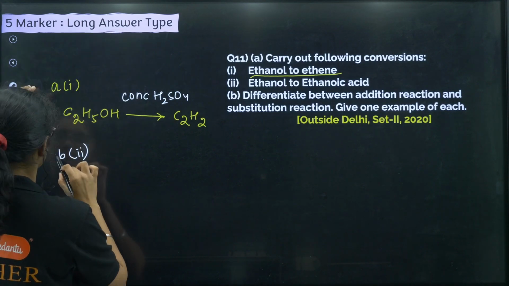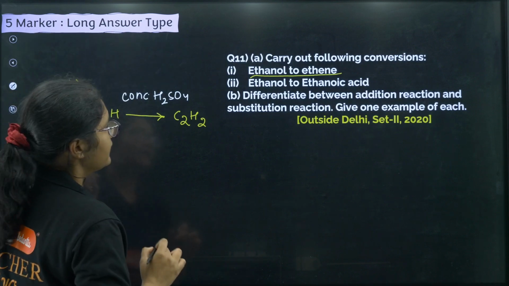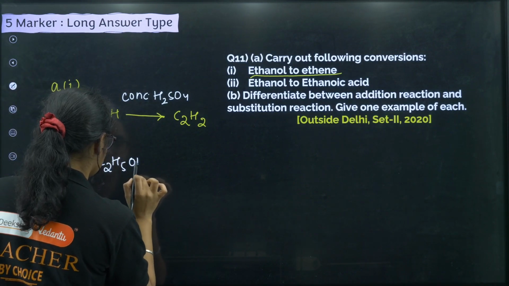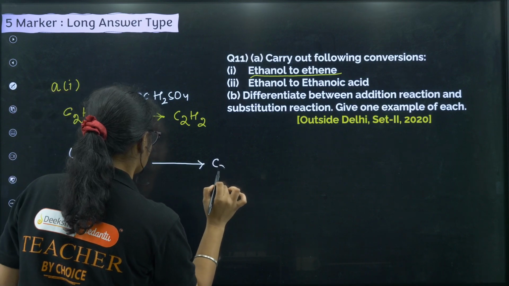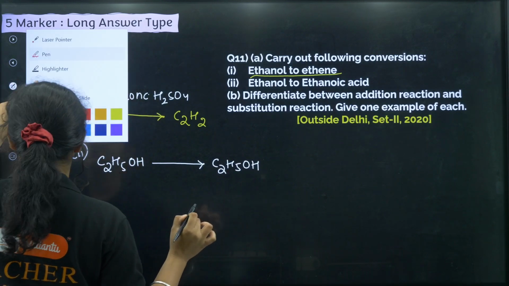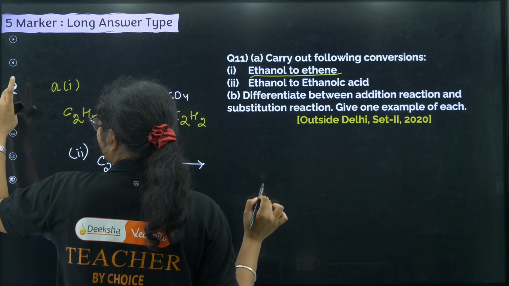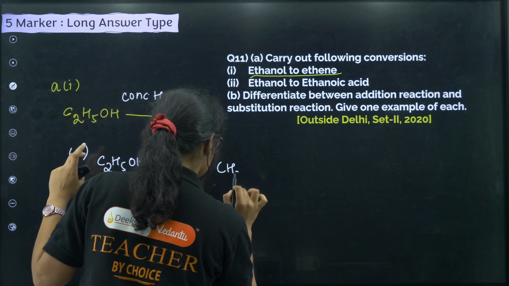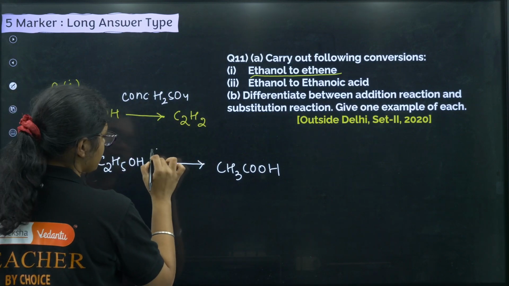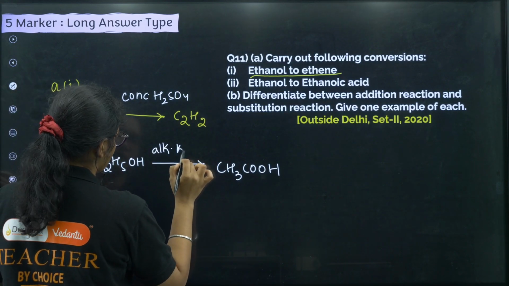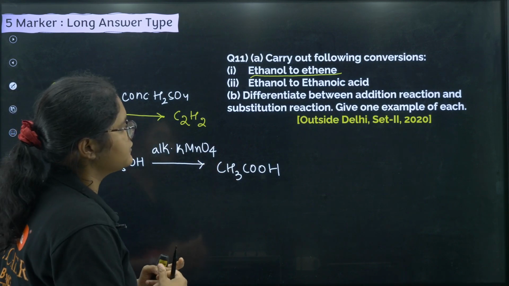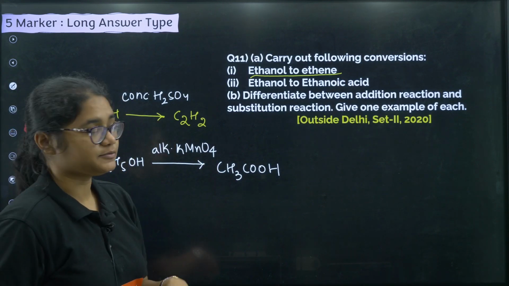Okay. Next we have A2, ethanol to ethanoic acid. Oh, I should write the structure correctly here: CH3COOH. Okay. So here the reagent used is alkaline KMnO4.